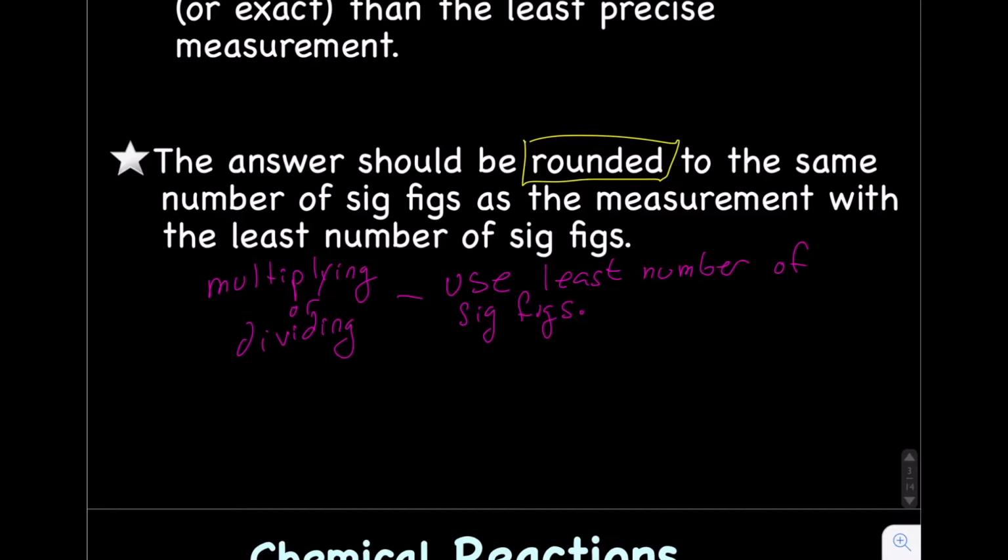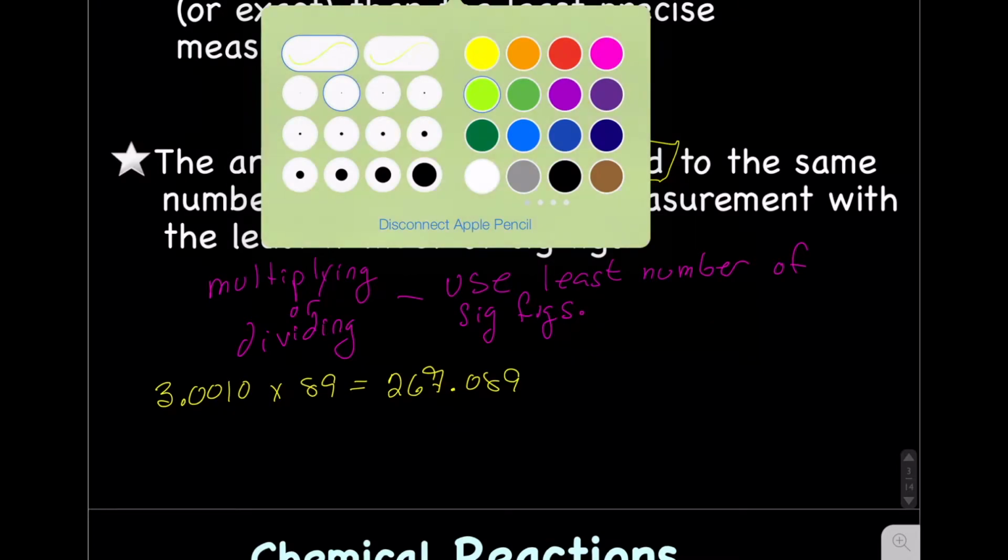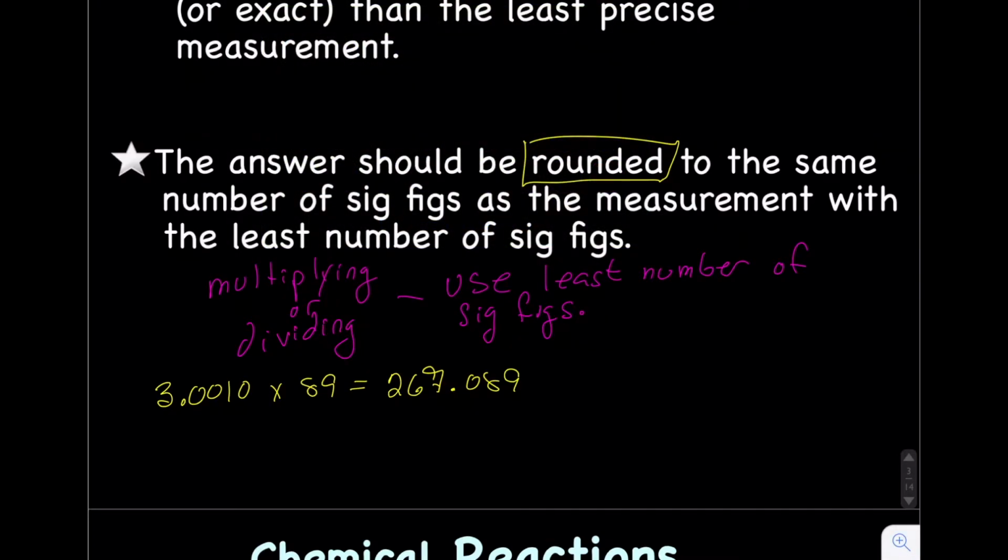All right, so let's try an example like 3.0010 times 89. And when I put that in my calculator, if I did this correctly, I got 267.089. So now we need to figure out our original numbers, which has the least number of sig figs.